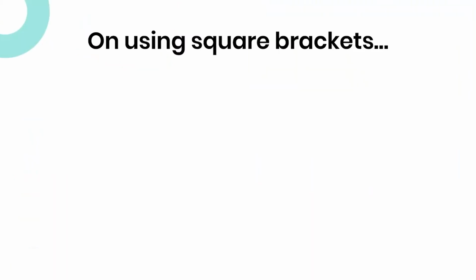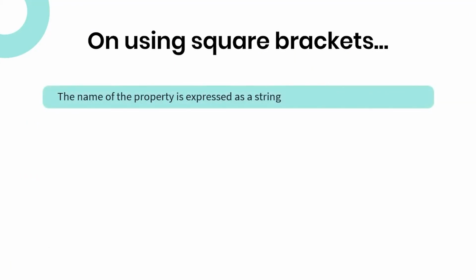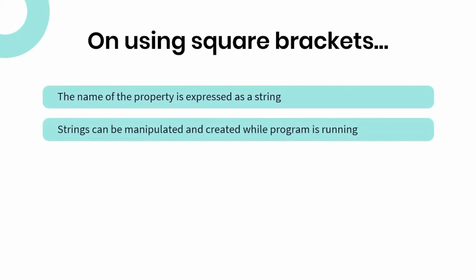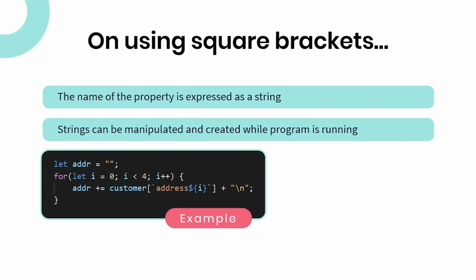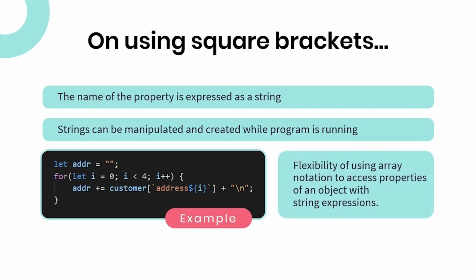When you access a property of an object with the square brackets array notation, the name of the property is expressed as a string. Strings are JavaScript data types, so they can be manipulated and created whilst a program is running. So for example, you can write the following code in JavaScript. This code reads and concatenates the address 0, address 1, address 2, and address 3 properties of the customer object. This brief example demonstrates the flexibility of using an array notation to access properties of an object with string expressions. Please note that this code could be rewritten using the dot notation.